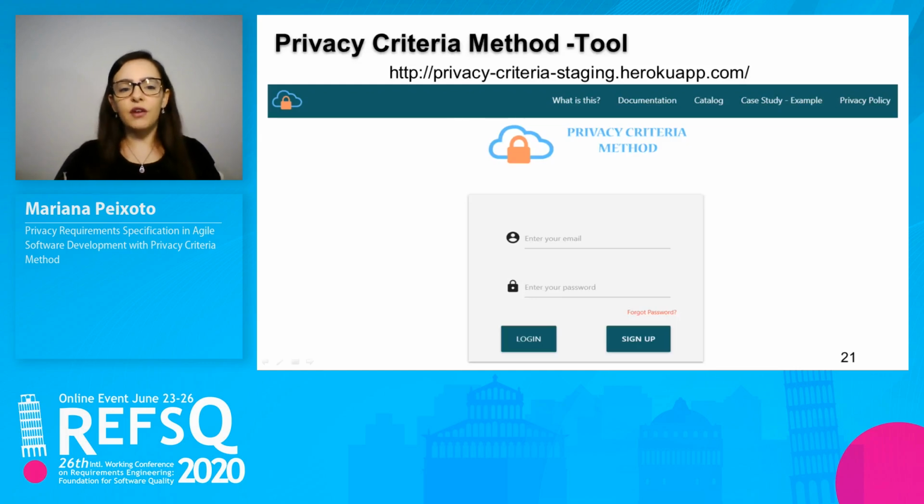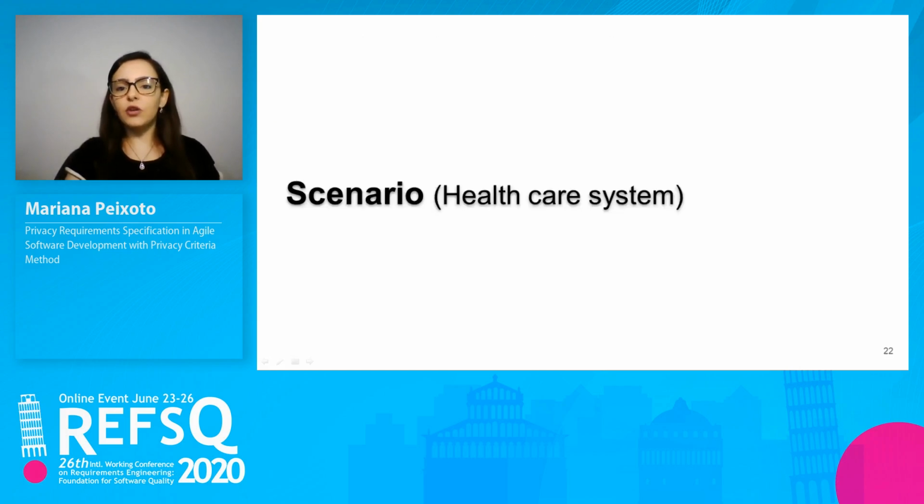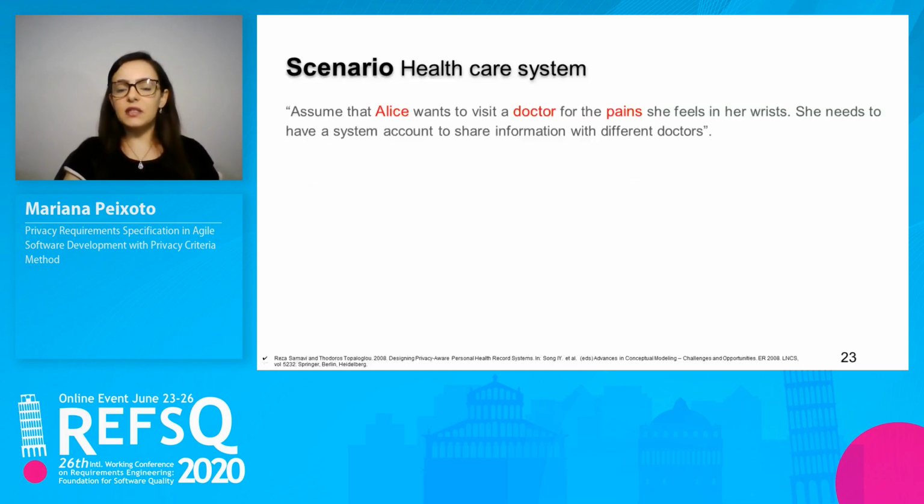Here we have the first page of the PCM tool. We have the documentation, the catalog, a case study with an example, and a privacy policy. We should create an account to use the PCM tool. Let's write one example about a healthcare system. In this scenario, there is Alice who needs to visit the doctor because she feels pain. So, she needs to have a system account to share information with different doctors.